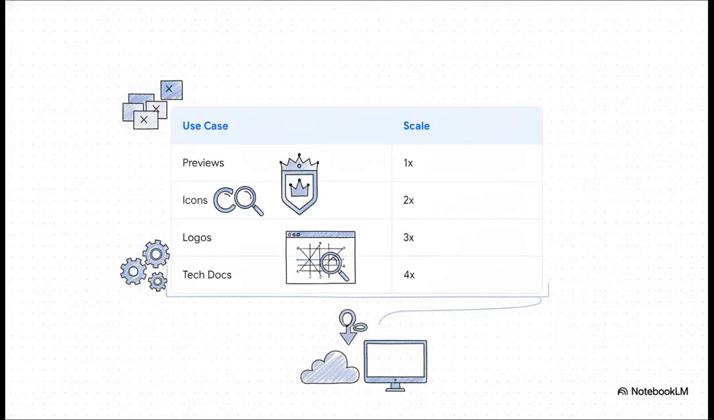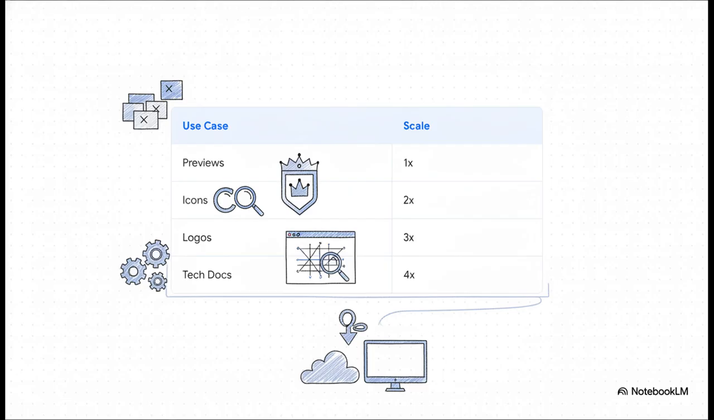Let's put this into perspective so you know exactly what to choose. If you are just making quick thumbnails or rough previews, stick to the 1x scale. Are you extracting charts for a blog post or maybe some web icons? Definitely use the 2x scale for that perfect retina display sharpness. Now, if you are pulling a logo for a massive high-res presentation display, you probably want to bump it up to 3x.